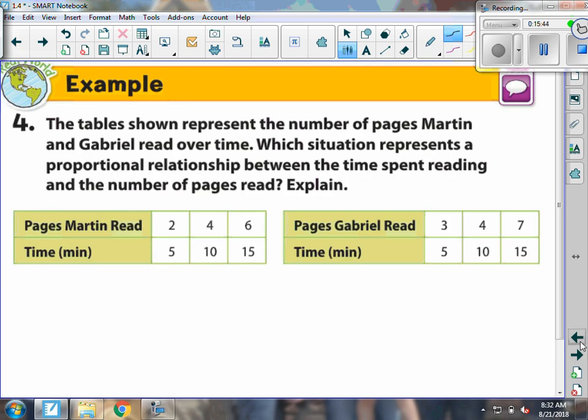Okay, last one. Copy this down. The tables shown represent the number of pages Martin and Gabriel read over time. Which situation represents a proportional relationship between the time spent reading and the number of pages read? Explain. So go ahead and pause this and take a moment to write it down.